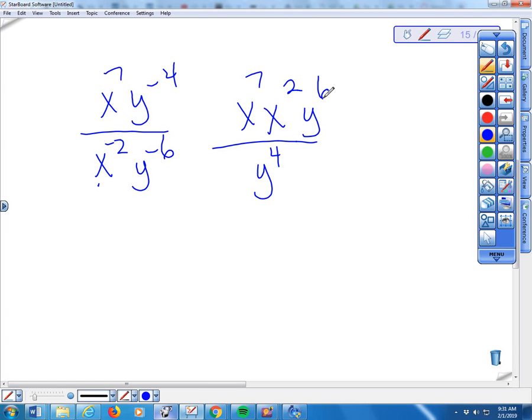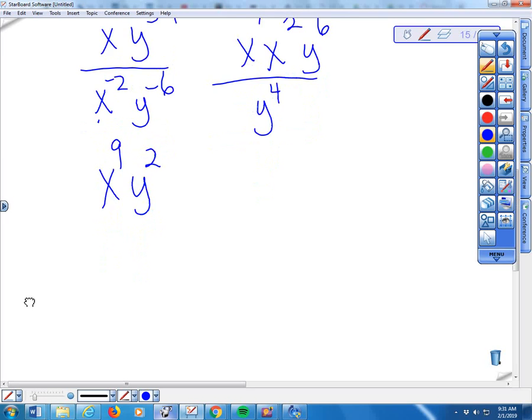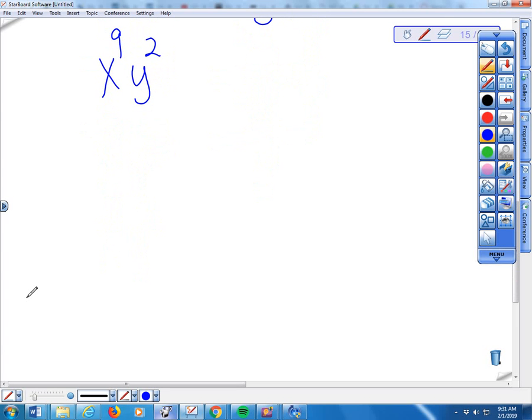Now I'm going to look for my common bases. I have 2 x's on the top, so I'm going to add those exponents. X to the 9th. I have 6 on top, 4 on bottom. Subtract. 6 minus 4. 2. That's it. I think why I was adding, because when we flipped, I didn't know what to do up there. All the negative means is flip it. Then it goes away and it just stays the positive exponent.